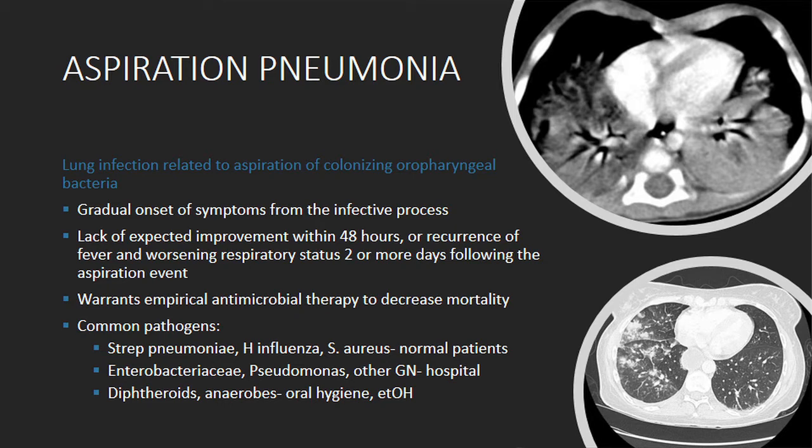The most common pathogens, based on the most recent literature, are usually Strep pneumo, H. influenzae, and Staph aureus in regular healthy patients, and Enterobacter, Pseudomonas, and other gram-negatives, usually associated with patients in the hospital. The diphtheroids and anaerobes are mostly associated with patients who are chronic alcoholics or have gingival issues or very poor oral hygiene. But they are no longer the common pathogens that we see in a regular aspiration pneumonia patient.